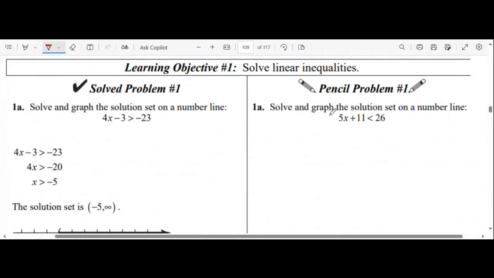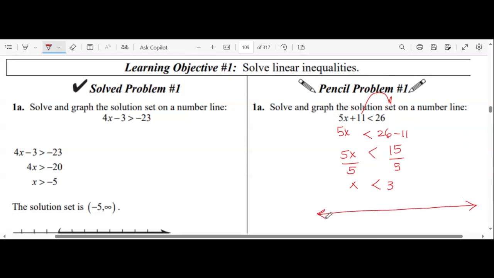Solve the linear inequality 5x plus 11 less than 26. What is the first step you should do here? Isolate x. So you're going to get 5x, and I move the 11 to the right side. So it's going to be 26 minus 11. Take away 11 from 26. What do you get? 15. Then we divide by 5. If you play on the left side, you play on the right side. So x is less than 3. Then you do the number line.